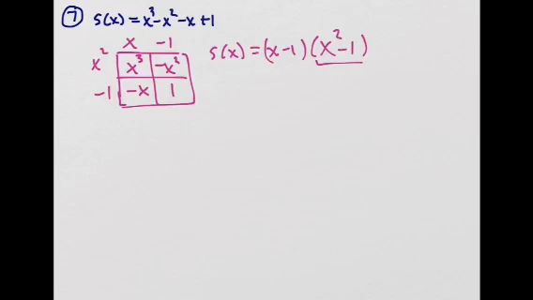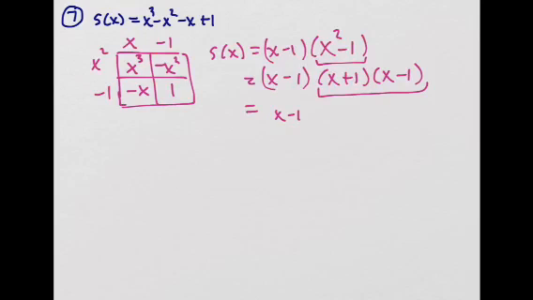Now this is a difference of squares, so it factors more, right? So this would be x plus 1, x minus 1. That's your difference of squares right there. And I notice how it has 2 factors of x minus 1, so I can just combine it as x minus 1 squared, and then x plus 1. And so that would be the factored form of the polynomial. The zeros are 1 and negative 1.